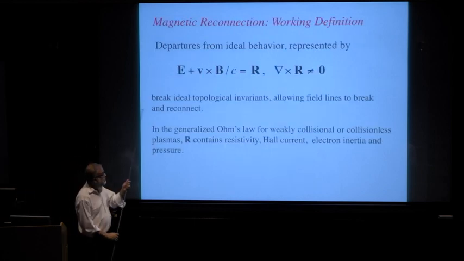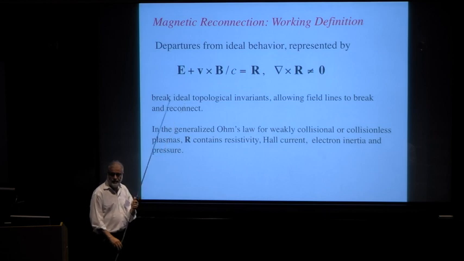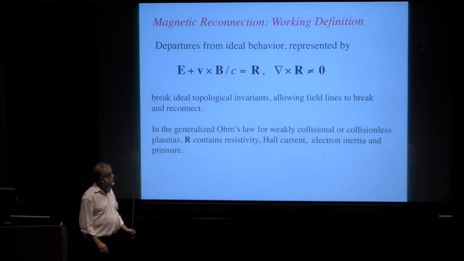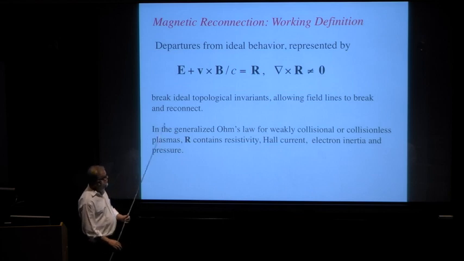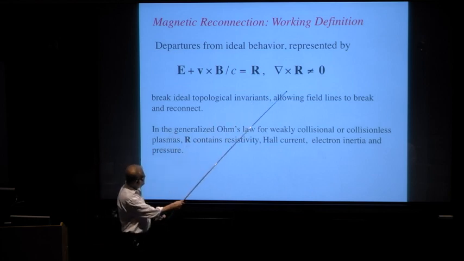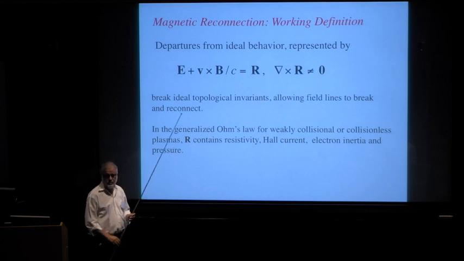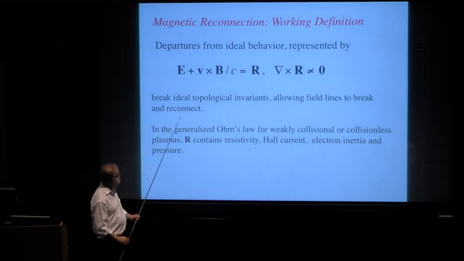And that can be done by putting on the right-hand side a quantity R, and a working definition of reconnection is if the curl of that quantity is non-zero, then Alfvén's theorem will be violated. Not R by itself, but the curl of R.